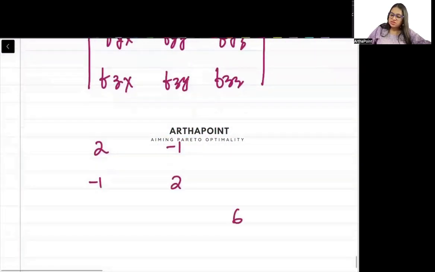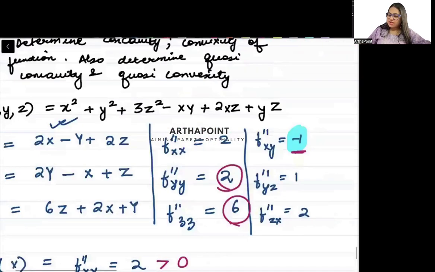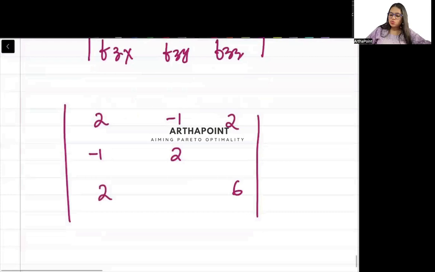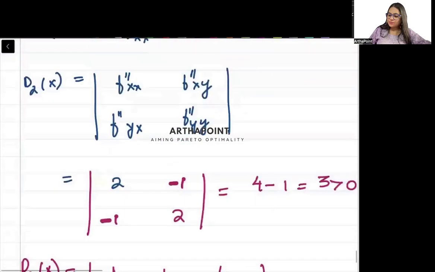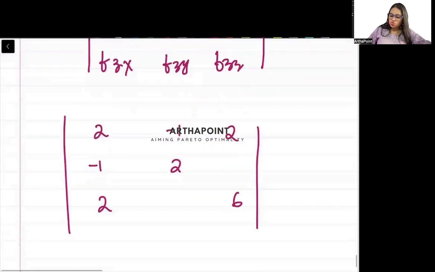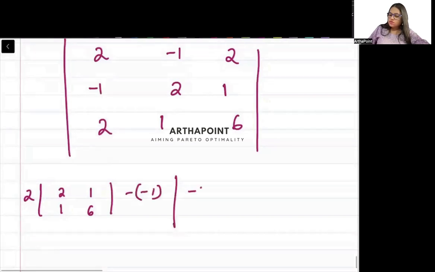So 2 and 6. Then you have fxz. So fxz is 2. So this becomes 2 and 2. And then you will check the last value, which is yz, which is 1. So this is 1 and this is 1. Just find out the determinant. So you will get 2 times determinant of 2, 1, 1, 6, minus 1 times determinant of minus 1, 2, 1, 6, plus 2 times determinant of minus 1, 2, 1, 2.